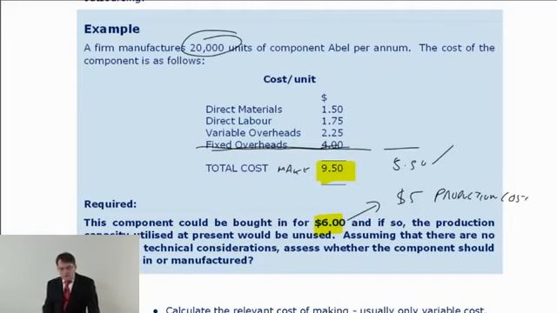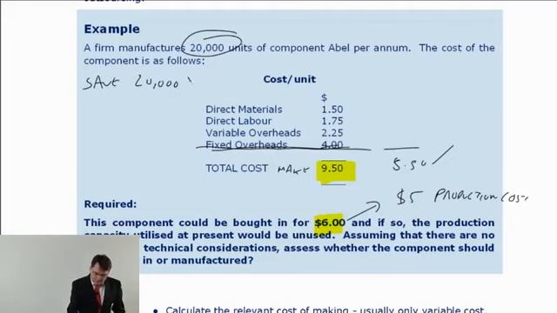if we only need 20,000 units a year, we're only going to save $10,000. We're going to save 50 cents each time. We're going to do that 20,000 times. We're going to save 20,000 times 50 cents, the difference between the two costs. We're going to save $10,000.